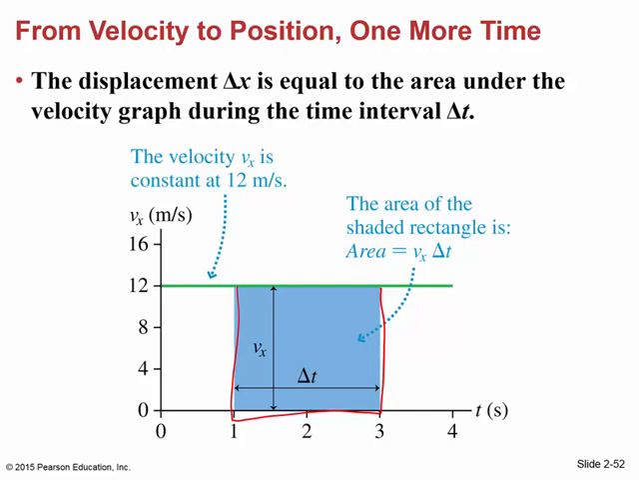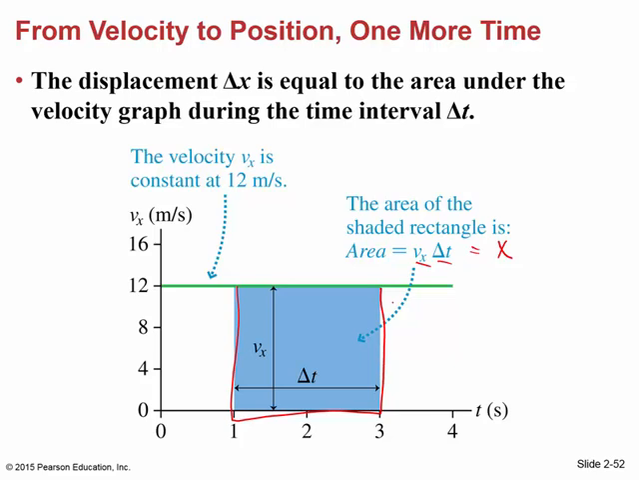What is the area of a rectangle? It's the length times the width. The length is time, and the width is the velocity. So when we multiply velocity times time, what do we get? We get x, displacement. That's what they mean by that. So it becomes very easy to determine the displacement if all you have is velocity versus time.